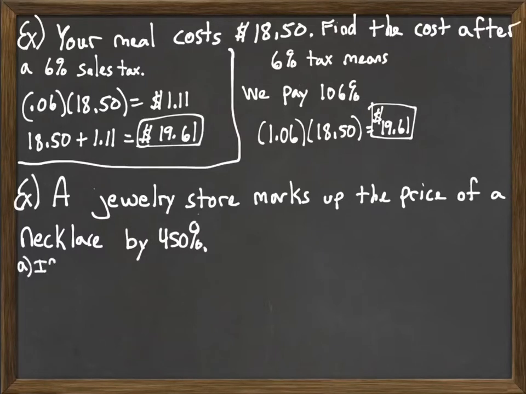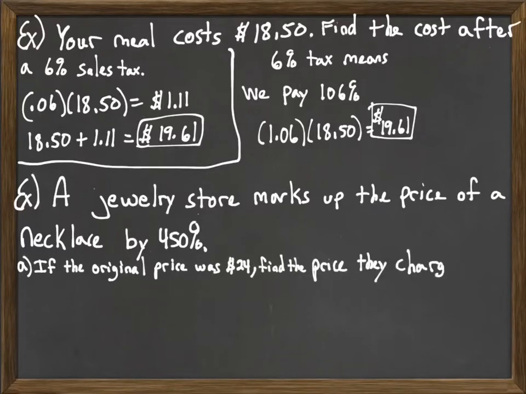So our first question here is, if the original price was $24, find the price they charge. So the jewelry store was able to buy a necklace for $24. Our question then becomes, well, if they were able to buy it for $24 and they're marking the price up 450%, how much would they be charging for it?